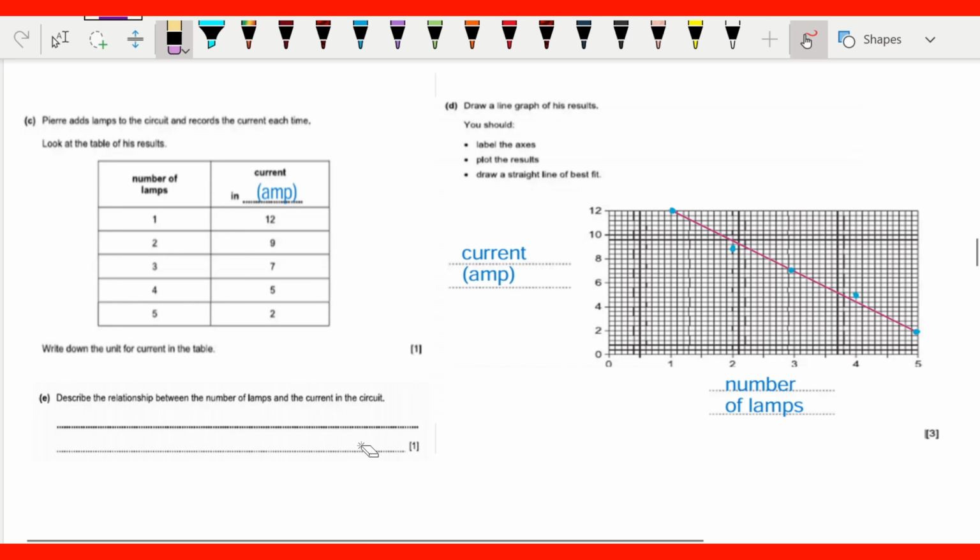Alright, let's check out the answer, guys. So it's as the number of lamps increases, the current decreases. Alright, let's move on. Okay guys, number 5.